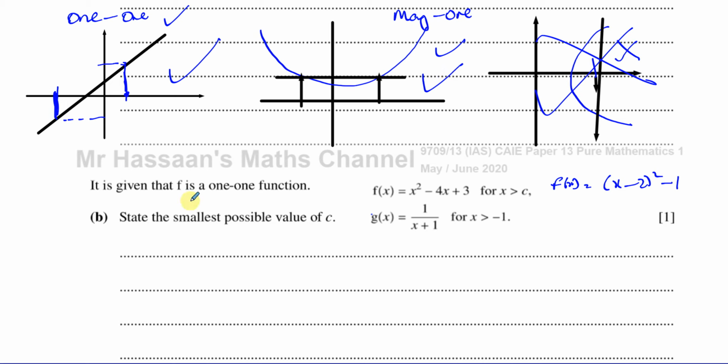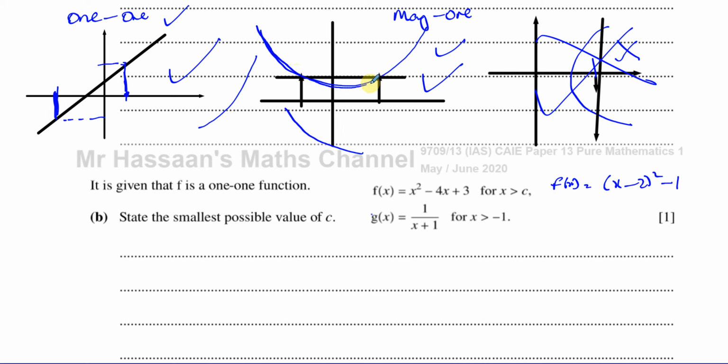But it's told us that f of x is a one-to-one function. Now, when you have a one-to-one function, it doesn't go back on itself. Here we have a negative gradient, and then a positive gradient. When you have a one-to-one function, it's either increasing the whole time or decreasing the whole time. It's not going down and then back up again. That's not a one-to-one function.